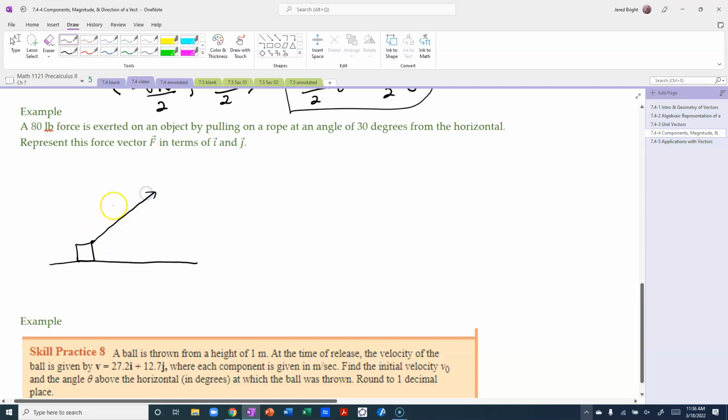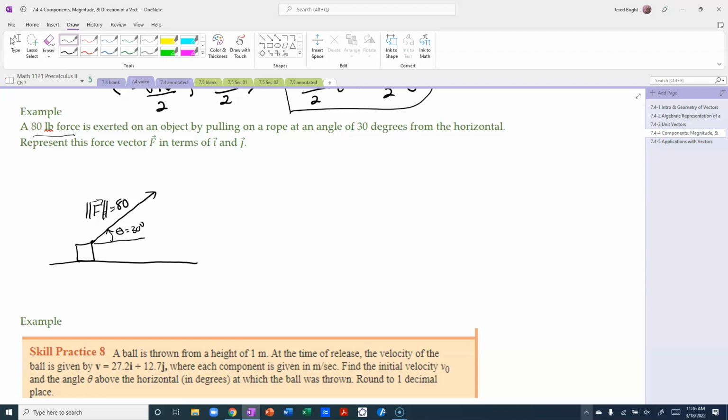And on this object, we apply an 80-pound force. So here is our vector. This is a force vector that is 80 pounds in magnitude. So the magnitude of F is 80 pounds. And it says pulling on the rope at an angle. That's our direction, so theta is 30 degrees. And then it said represent this force in terms of F and in terms of i and j.